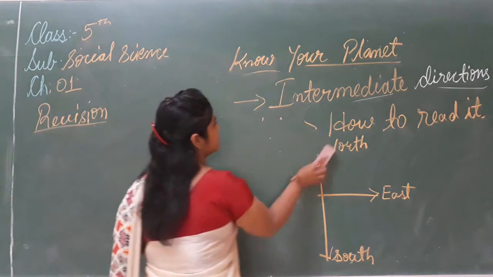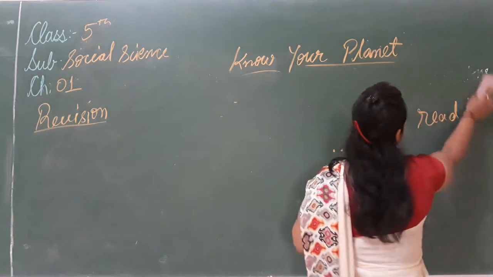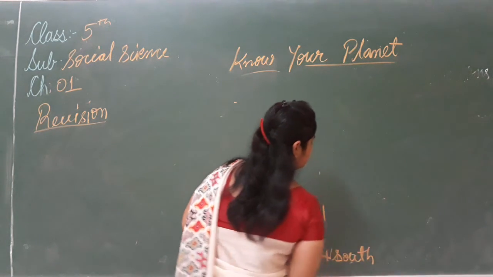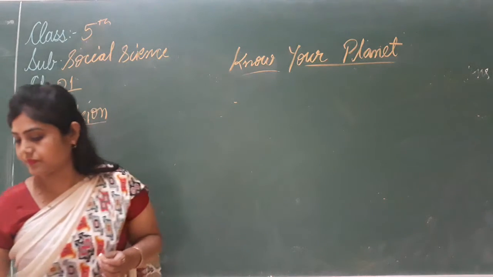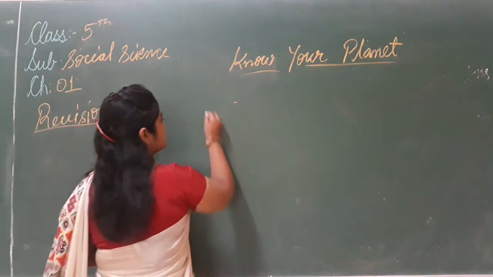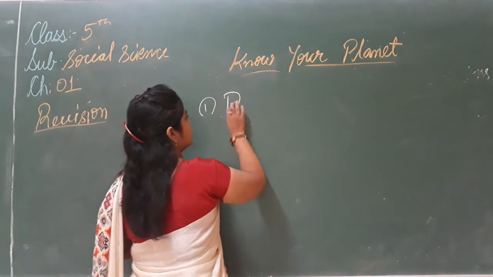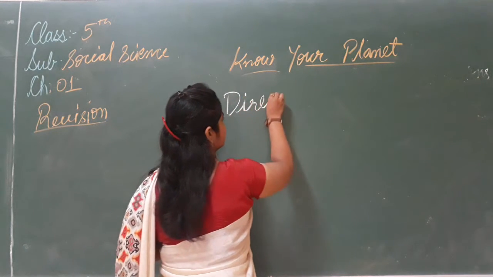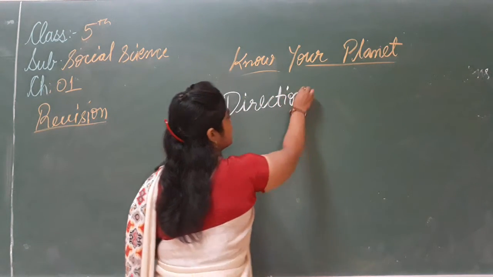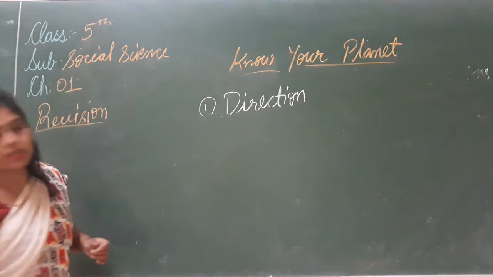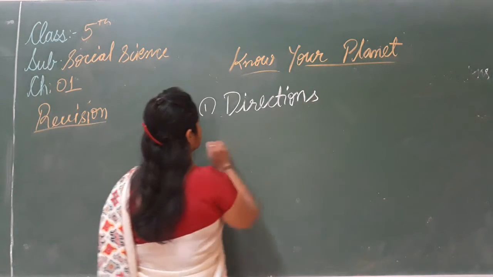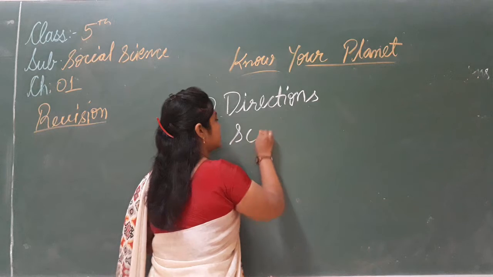Now the second one is the scale. First is the direction, and the second feature is the scale. What is scale?